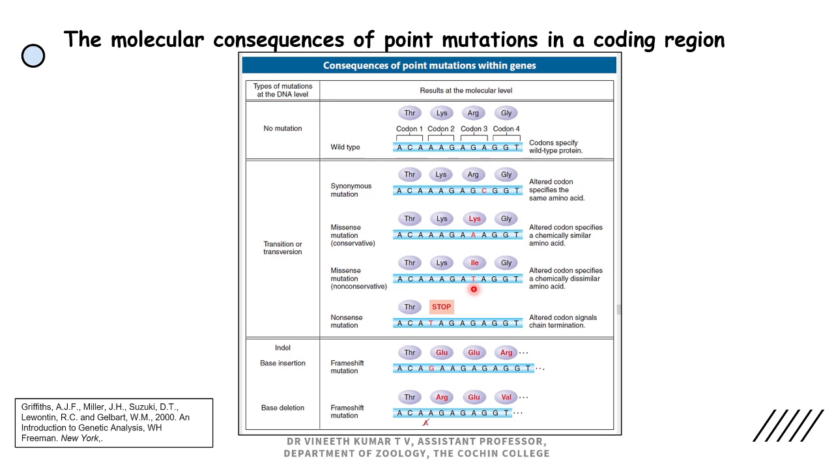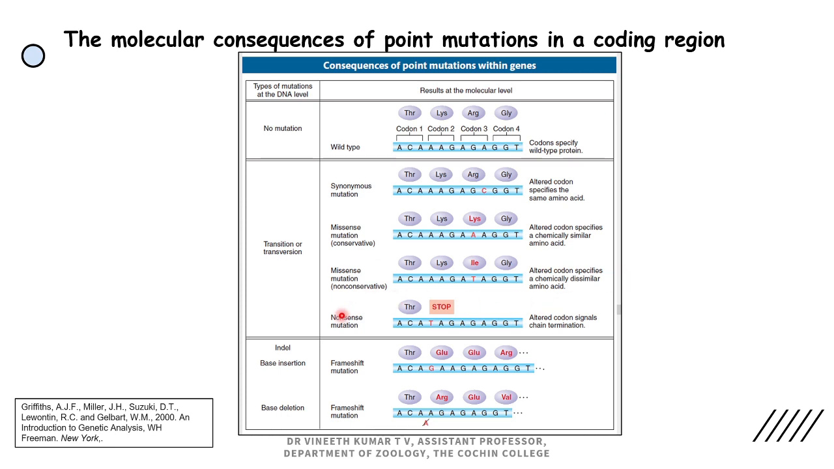So in this, what happens is this is replaced by something chemically different. Arginine, as I said, is a basic amino acid which was replaced by isoleucine, which is a hydrophobic amino acid. So they are chemically different or dissimilar. That is why the protein is already different. So that is a missense mutation, and the mutation is non-conservative because the chemical nature is not conserved here.